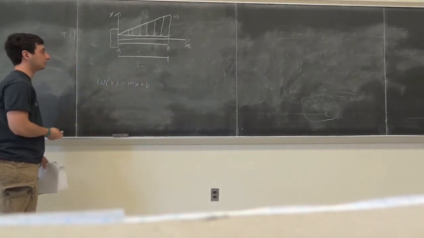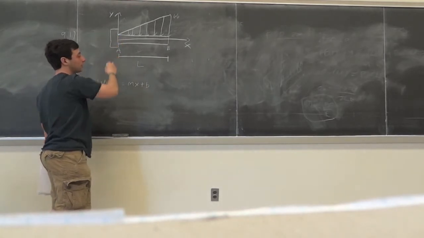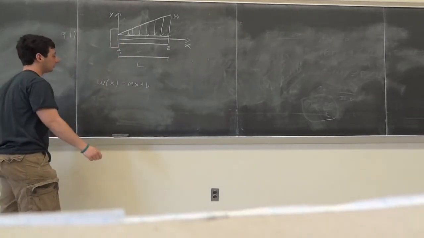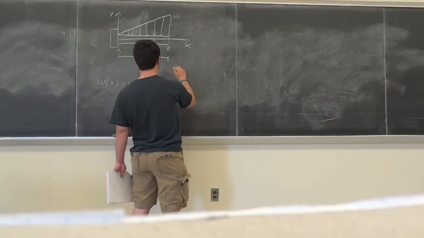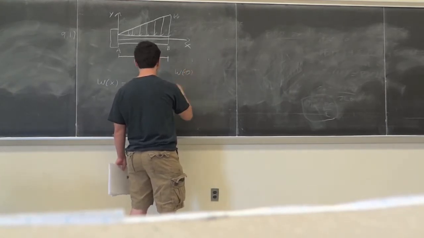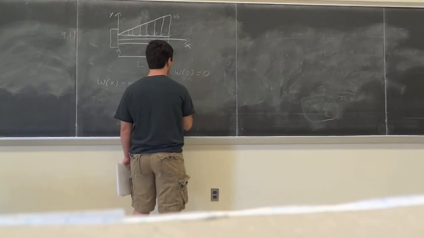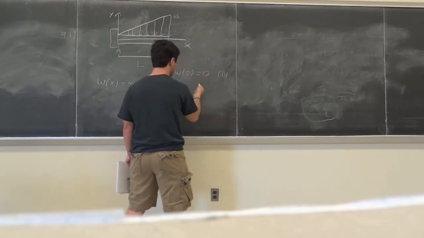Now we need conditions. What's the condition at x equals 0? What does W equal? 0, exactly. So W of 0, when x equals 0, I don't have to write that, I think you know that. So W sub 0 is equal to 0. This is condition 1, a boundary condition.